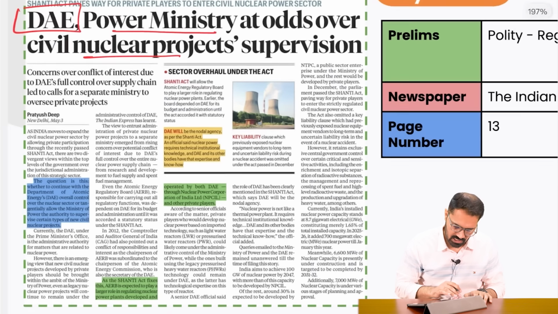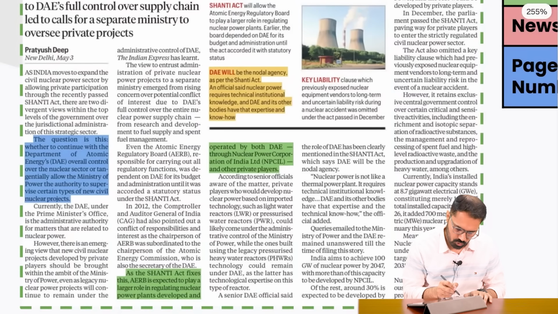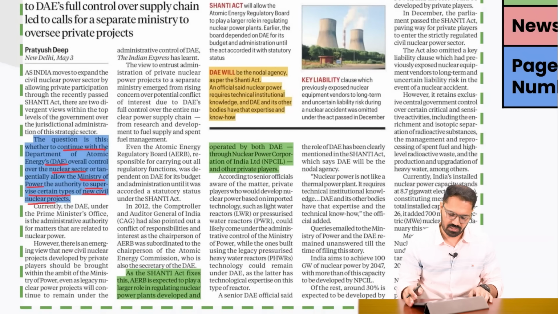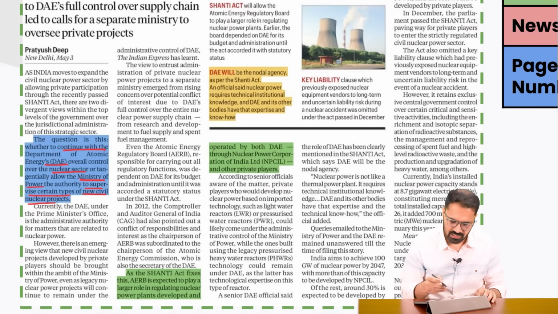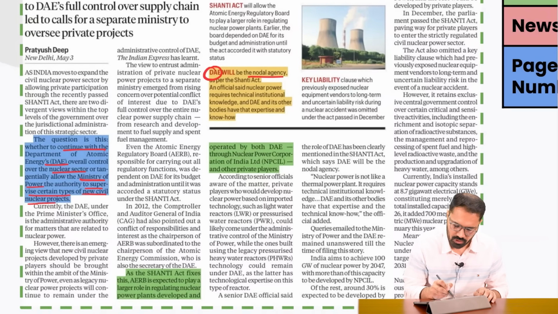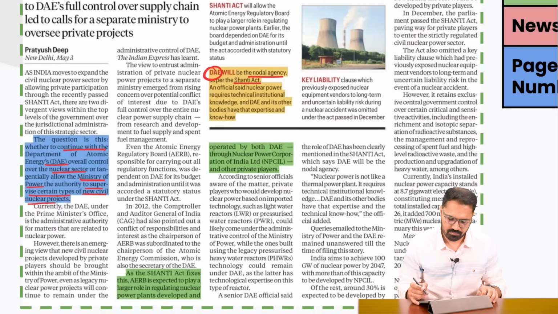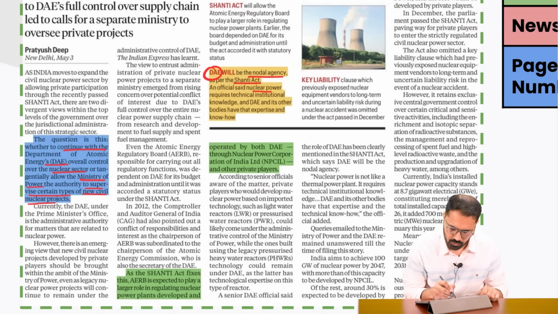So they have an issue here. The question is whether to continue with the Department of Atomic Energy's overall control over the nuclear sector or tangentially allow the Ministry of Power to authorize and supervise certain types of new civil nuclear projects. Clear? Right now, the Department of Atomic Energy is the nodal agency as per the Shanti Act. Clear?